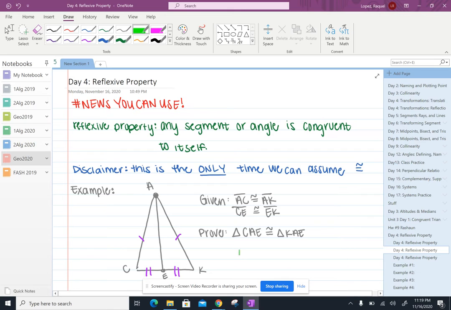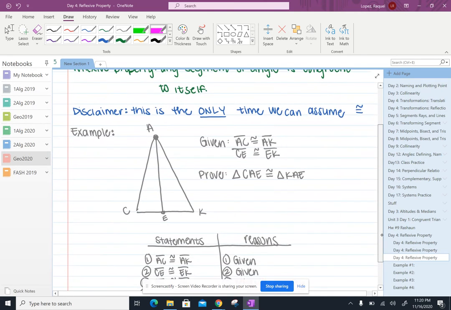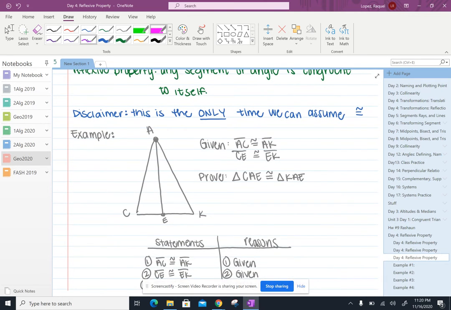And we want to prove that triangle CAE is in fact congruent to that other small triangle right here in pink. So here's how we would do that proof. So we would start off by writing down our givens. We want to make sure that we're marking our diagram. So those two sides are congruent and this side and this side are congruent.